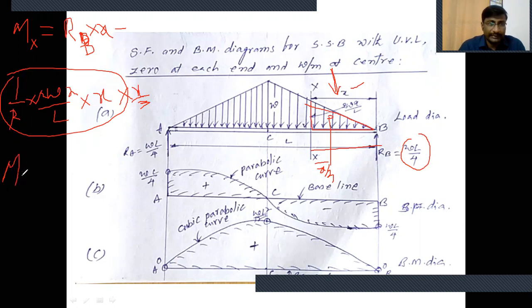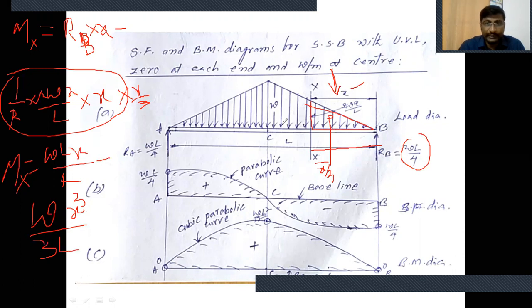Therefore, the Mx equation, that is the bending moment at xx, is equal to RB value WL by 4, so WLx by 4, minus wx cube by 3L. This is the bending moment equation.